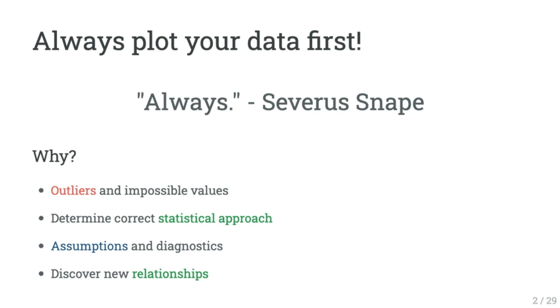Well, first, outliers and impossible values are really hard to find when we're just running a model or looking at a mean or median. They hide really easily. The second thing is it's going to help us understand what statistical approach we should use. If we just dive into running a test, we may miss some very important things about our data that would tell us that we need to use something else.